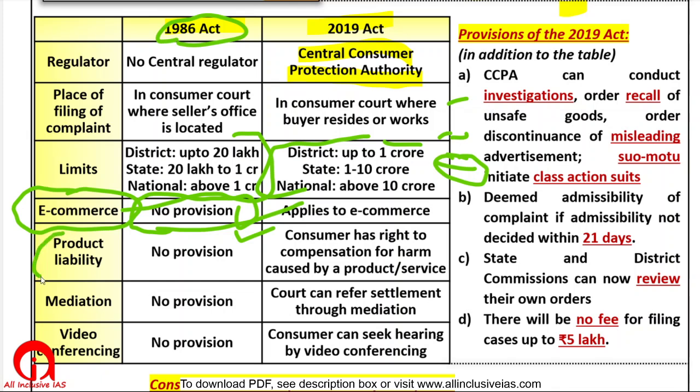Earlier there was no mention of product liability. What does this mean? Suppose you have purchased a ballpoint pen, and the pen leaked and damaged your shirt. Your shirt got damaged because the pen leaked. So earlier the company would say that the value of our pen is 10 rupees.